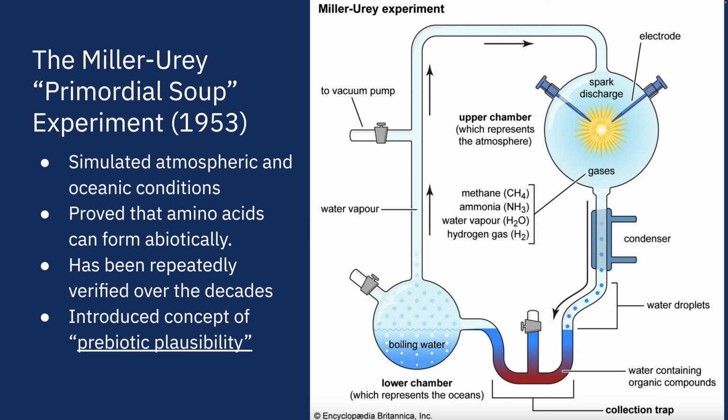This has been criticized because that's not actually how it happened. That's not the actual content of the Earth's atmosphere at the time that this would have happened. But it's been verified over the decades through different experiments that simulate the conditions we know actually did exist. This experiment introduced the concept of prebiotic plausibility, which is just basically saying this is one way this could have happened. This is the chemistry that could have happened. And if it's not this chemistry, then it would have been a similar chemistry.